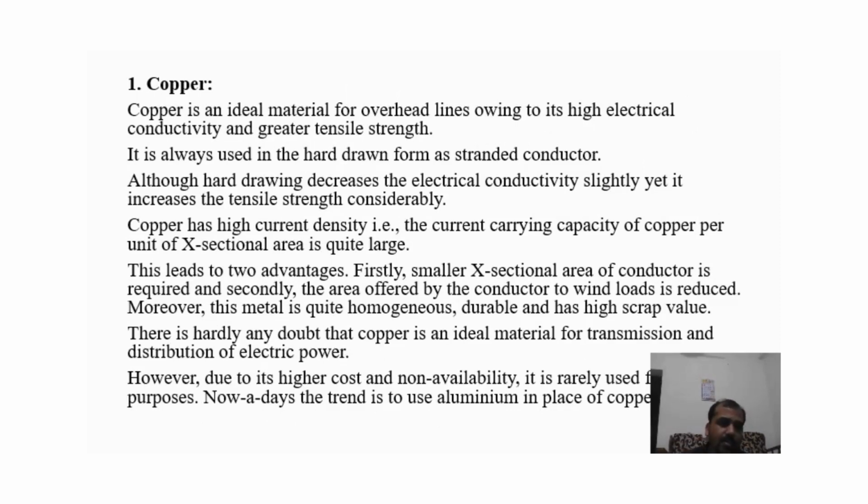The first conductor is your copper conductor, and these are its properties. We mainly use hard drawn copper. Drawing is a mechanical process by which we mold the copper. Due to the hard drawn copper, the conductivity is reduced slightly, but the tensile strength of the copper conductor increases. The current density of copper conductor is very high, so we require a smaller cross sectional area. With a small cross sectional area, very little of the conductor is affected by wind and other external factors. But the main disadvantage is that the availability of copper in the earth crust is very less.